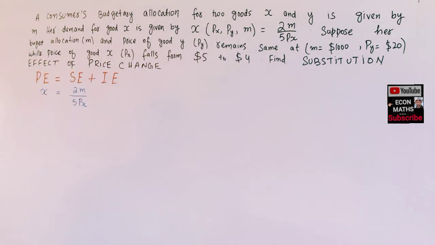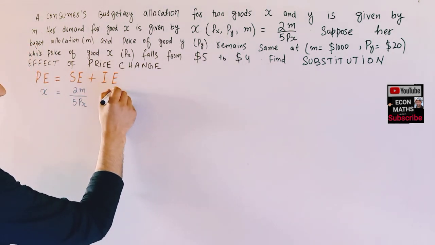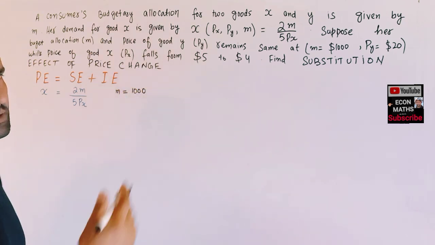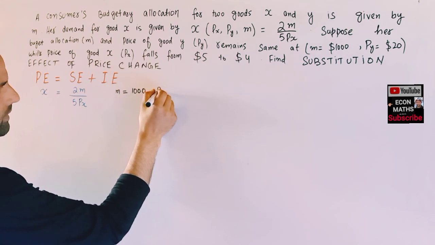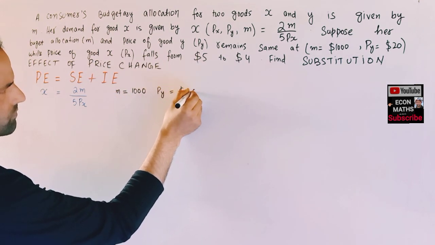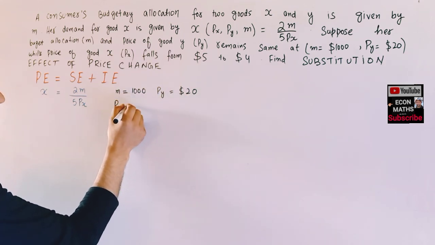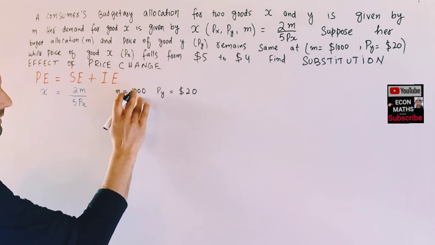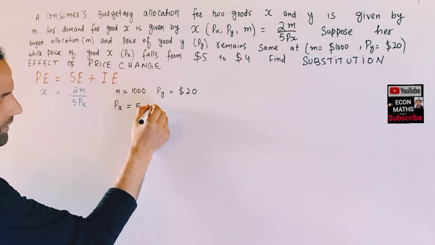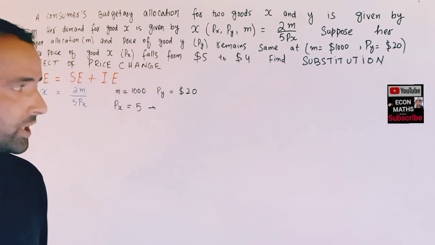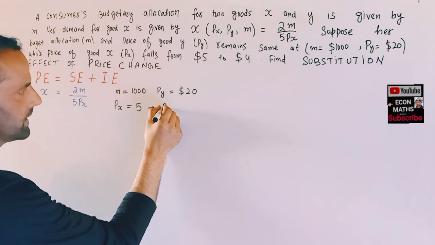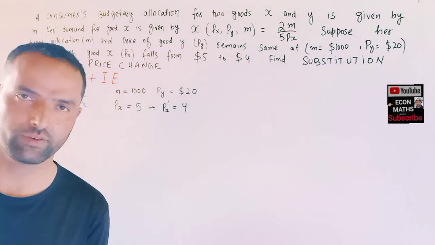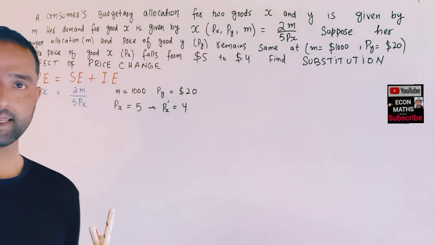Also, we are being given in this question that the total income of the consumer is $1,000, the price of good Y is $20, and the price of good X is initially $5. Let's write it here, $5. And it changes to, that means the price of X changes to $4. Let's denote it by px prime, that is $4. We need to find out the substitution effect. We will solve this question in a step by step manner.